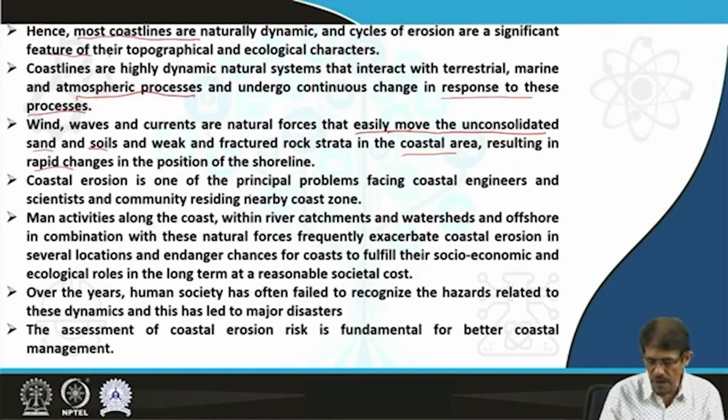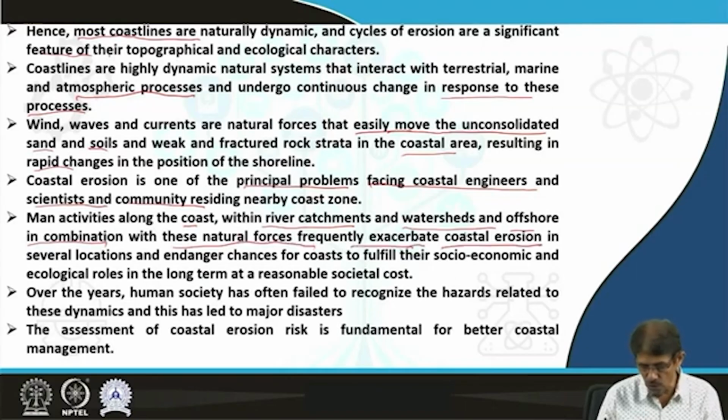Coastal erosion is one of the principal problems facing coastal engineers, scientists and communities residing in nearby coastal zones, who feel a lot of fear due to such intense erosional impact. The main activities along the coast, within the river catchment area, watershed and offshore, in combination with these natural forces, have frequently aggravated coastal erosion in several locations and endangered the chances for the coast to fulfill its socio-economic and ecological role in the long term at a reasonable societal cost.